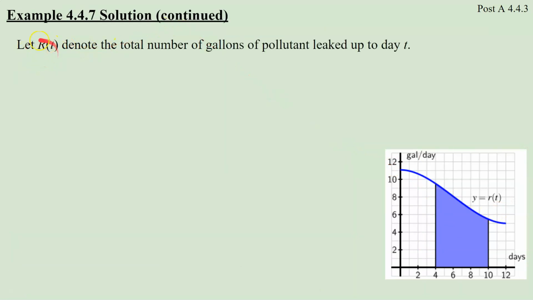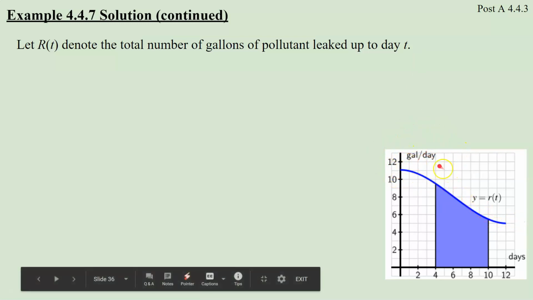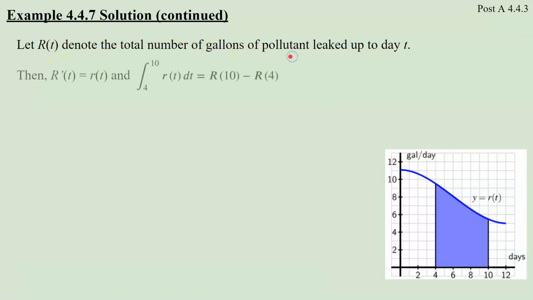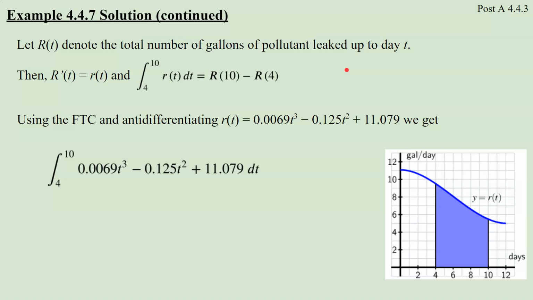Let R of t, big R of t, denote the total number of gallons of pollutant leaked up to day t. Now, notice that little r of t is measured in gallons per day, so that's a rate. This is a derivative function we're looking at here because it's a rate, gallons per day. So big R of t is just going to be gallons. That's the original function. What we know is that the derivative of big R is equal to little r. And we also know that the definite integral from 4 to 10 of r of t dt is big R of 10, the antiderivative of little r, minus big R of 4. Okay, all this should be making sense so far.